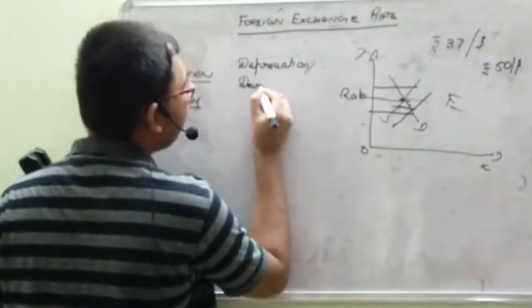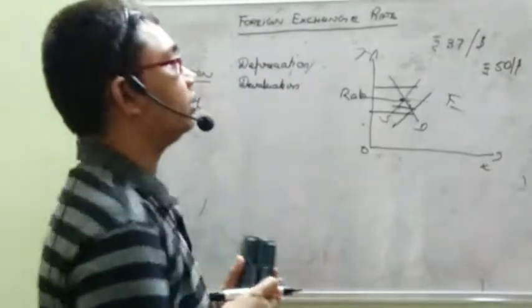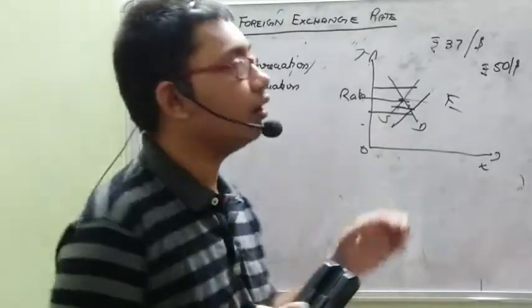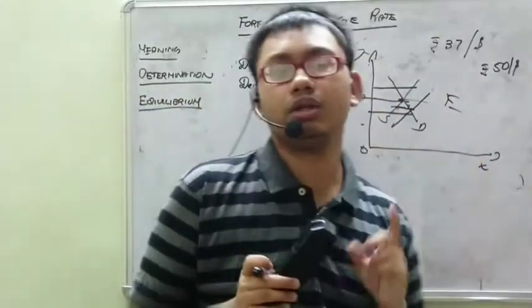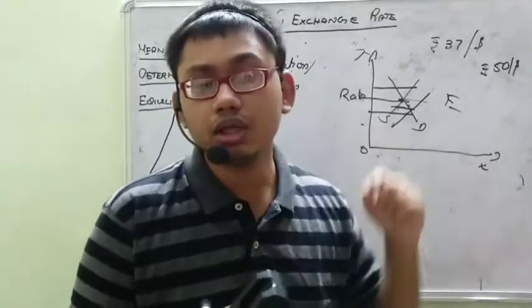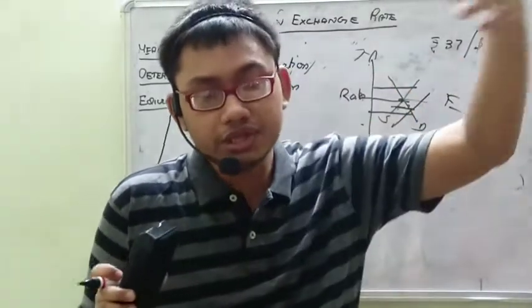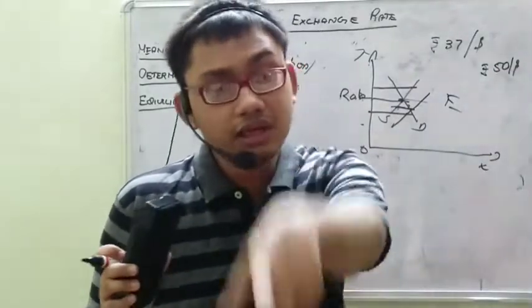It is deliberately done by the government or monetary authority. What happens with the devaluation? Earlier, an Indian can purchase $1 for rupees 37, but now he has to pay rupees 50 to buy dollars. So it will discourage capital outflows and it will discourage imports, but it will encourage exports.